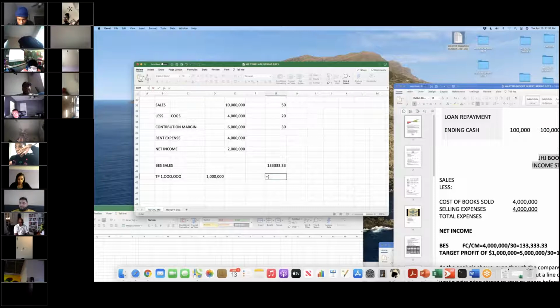So it'd be $1 million plus the contribution margin, right? And then divided by the fixed cost. Kayla, it would be 166,666. So we're going to get this fixed cost.